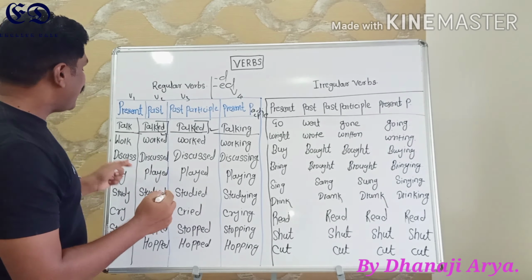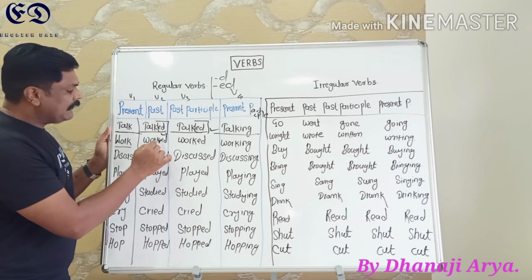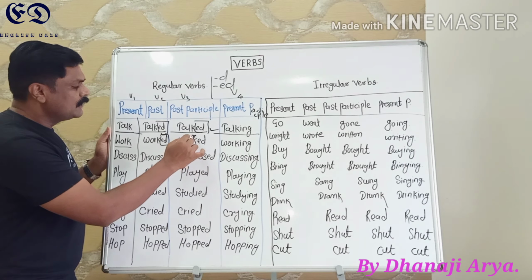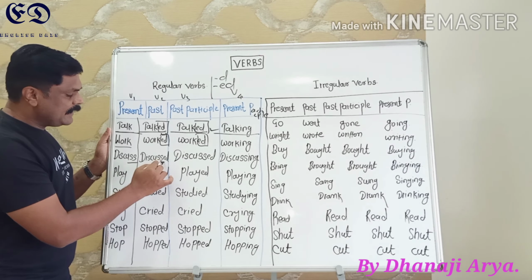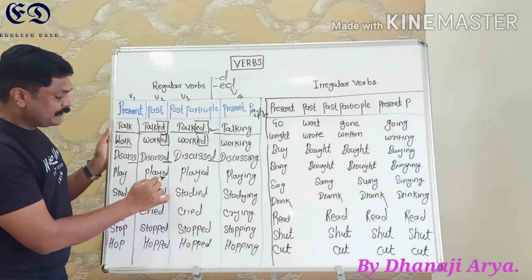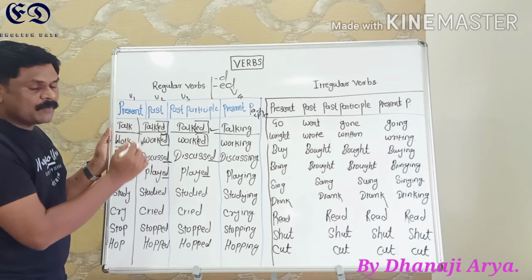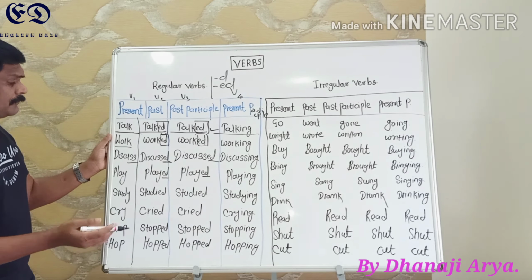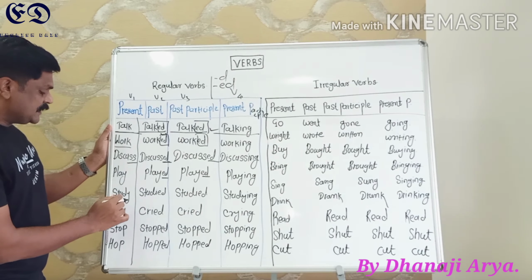Some more examples we can notice here. This is work. At last we have made it worked and worked. Then this is discuss. Here is discussed and discussed. This is play. This is played and played. Just we have added ed here. Now, sometimes it may get a little change also.